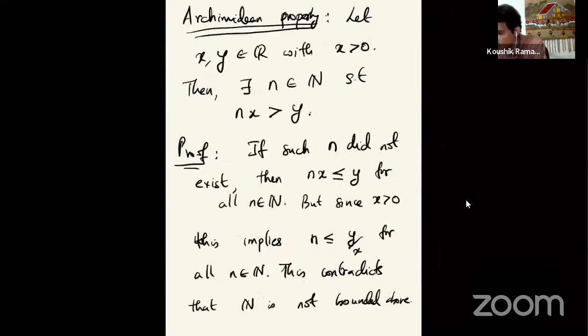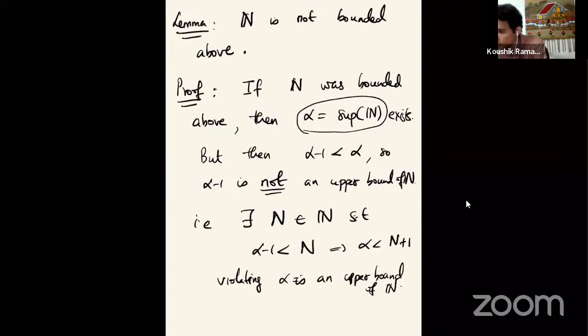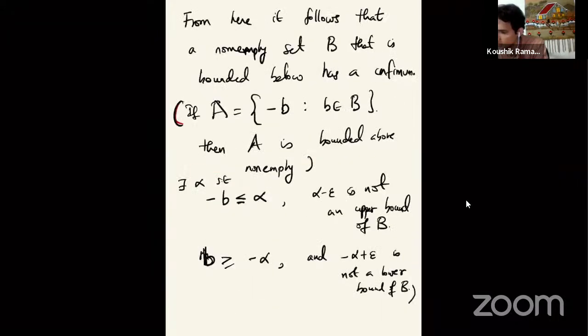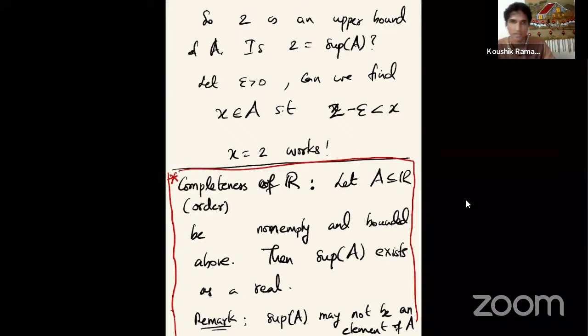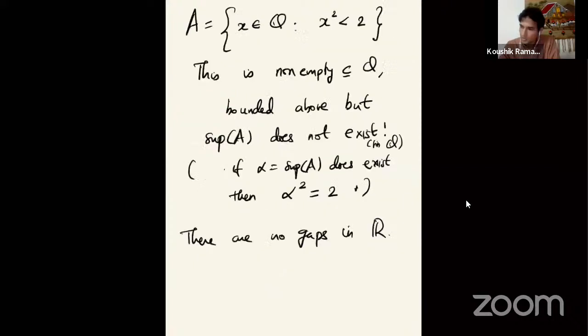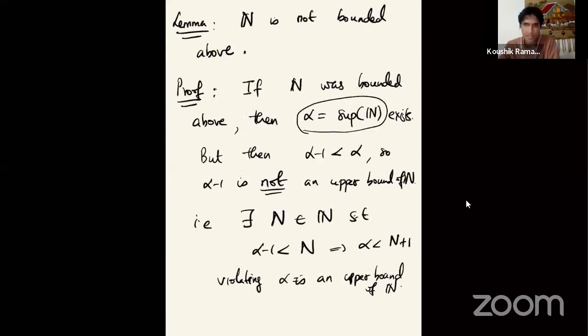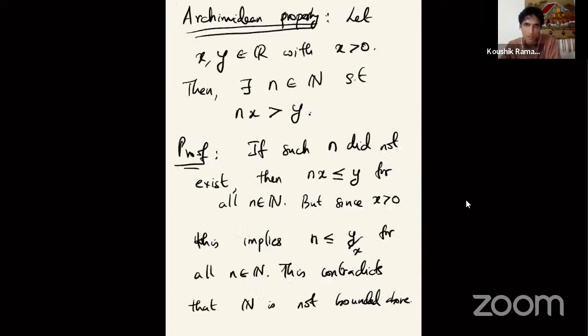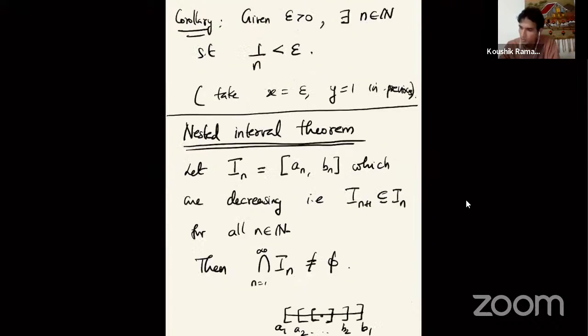This property, the order completeness of the real numbers, is in the red box that I have drawn. Order completeness means that for any non-empty and bounded above set, the supremum of that set exists as a real number. So this is the completeness of R. And we saw yesterday that several important things follow from this. For instance, the Archimedean property: if epsilon is positive, then there is an n such that 1/n is less than epsilon. This is a consequence of order completeness.